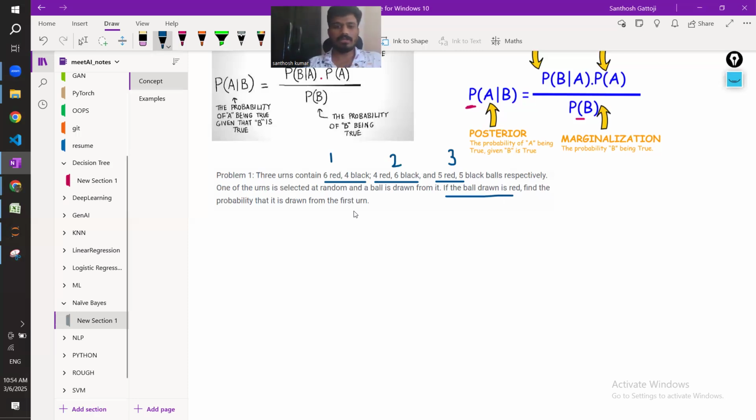Okay, let's try to solve this. Let's write out what he's asking. He's saying the ball is red. Already he's saying the ball is red, that means the red is fixed.